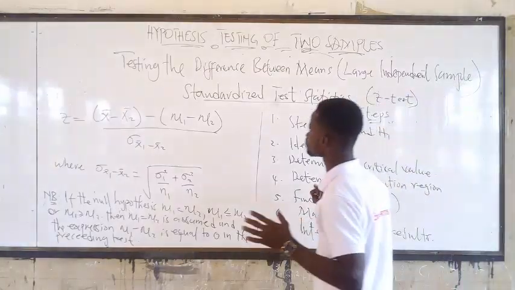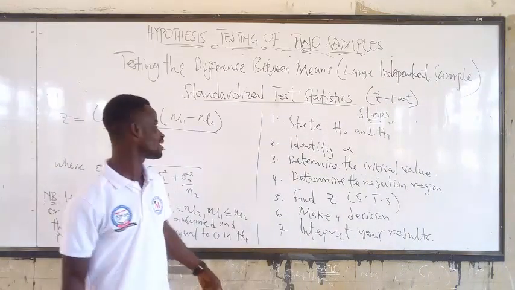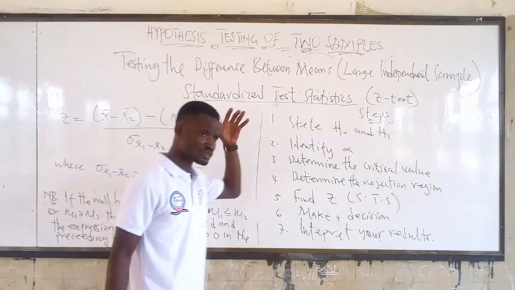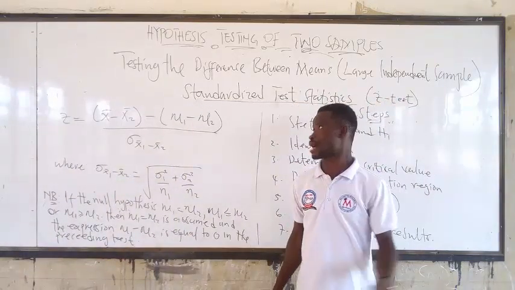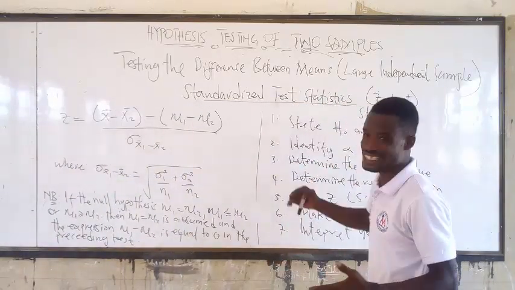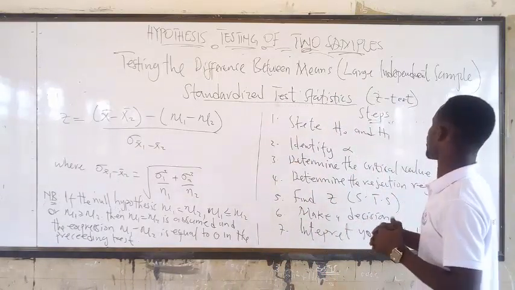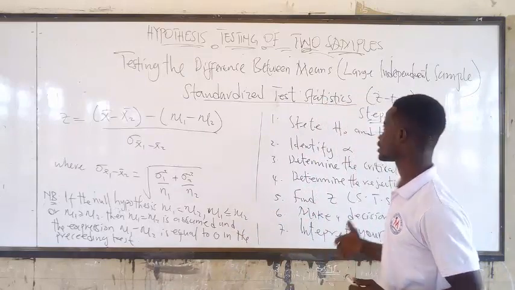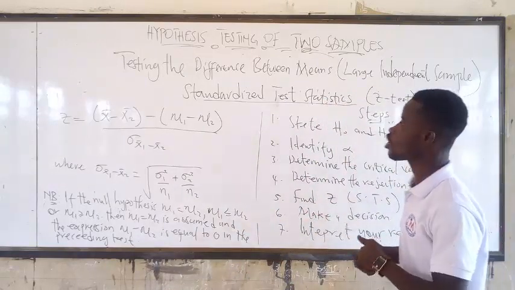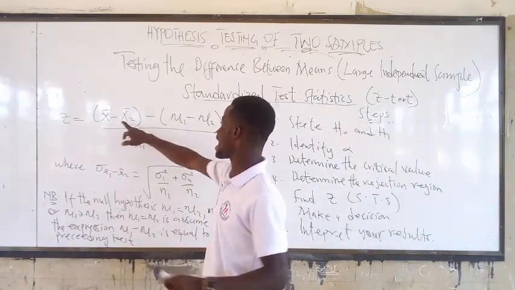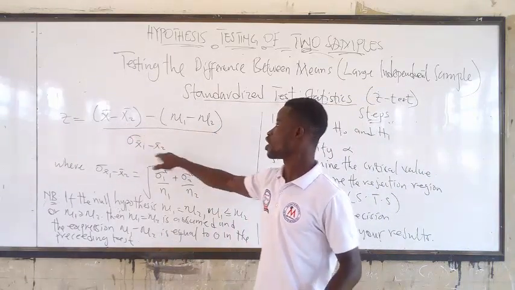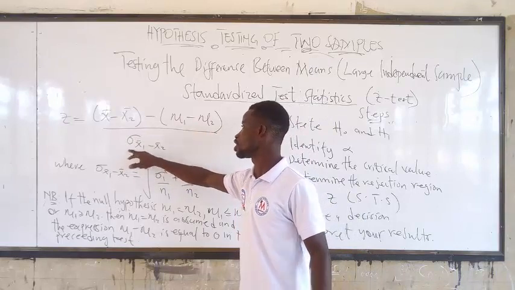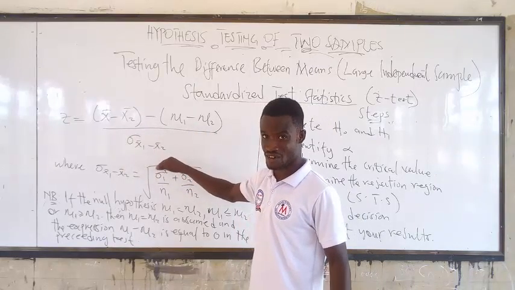Alright, so let's move on. The standardized test statistics. When we're dealing with one sample, we have the test statistic for the large one sample, that is when n is greater than 30, or for the z-test. Hope you remember that formula, where we have x bar minus the mean over the standard deviation of the population over the square root of n, right?